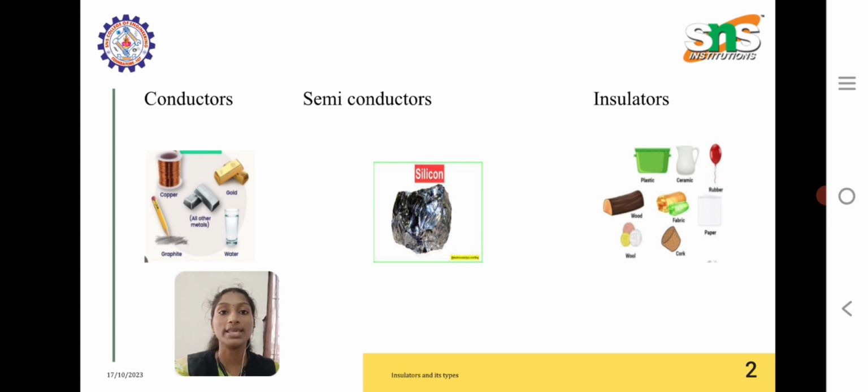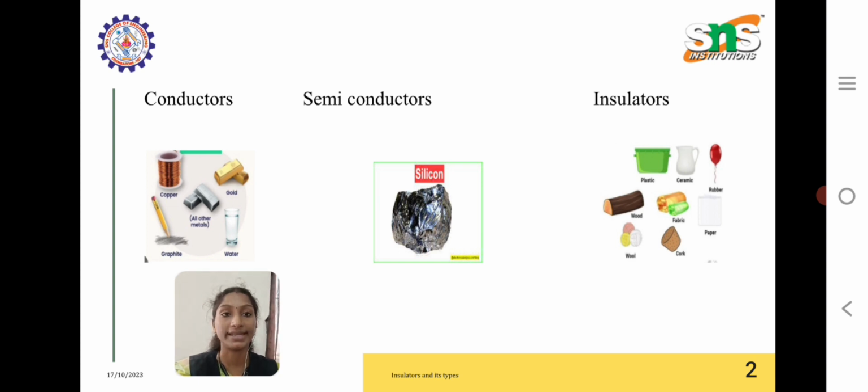So we usually use three words called conductors, semiconductors and insulators. Which category a material comes under is mainly based on valence electrons and free electrons. Conductors are copper, gold, water, graphite and all metals. We call them conductors because they have more free electrons, so they conduct electricity. It makes the current flow through it.